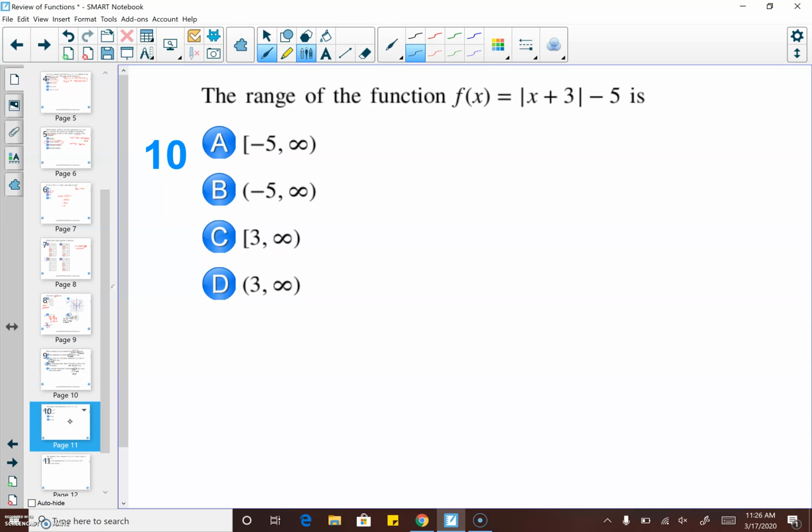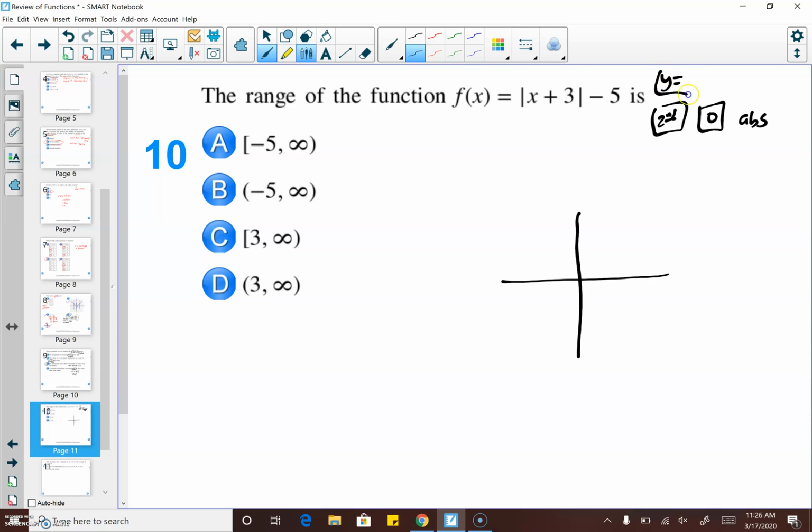What is the range of the function f of x equals absolute value of x plus 3, close absolute value, minus 5? So I'm going to sketch a graph on the side over here. If you need it in your calculator, by the way, it's second and then 0, and you want to take that first one that says ABS. Before you do that, you want to go into y equals and plug your absolute value into the correct place. When you do that, you get an absolute value graph that looks kind of like this.